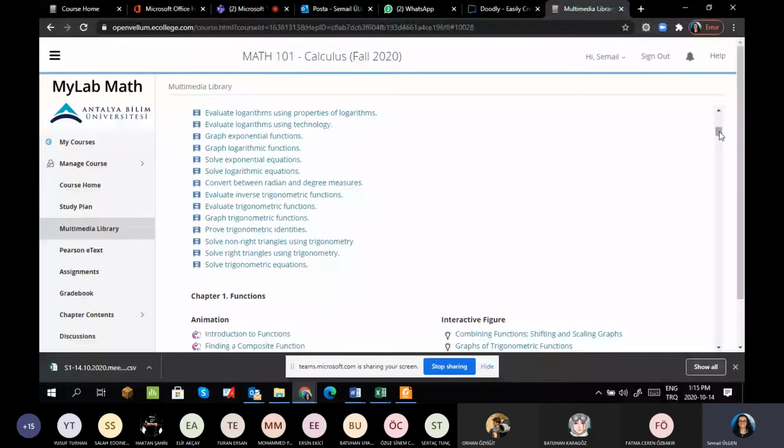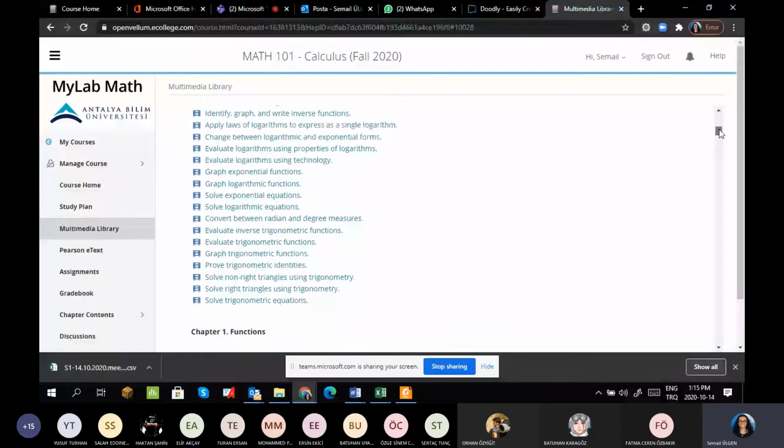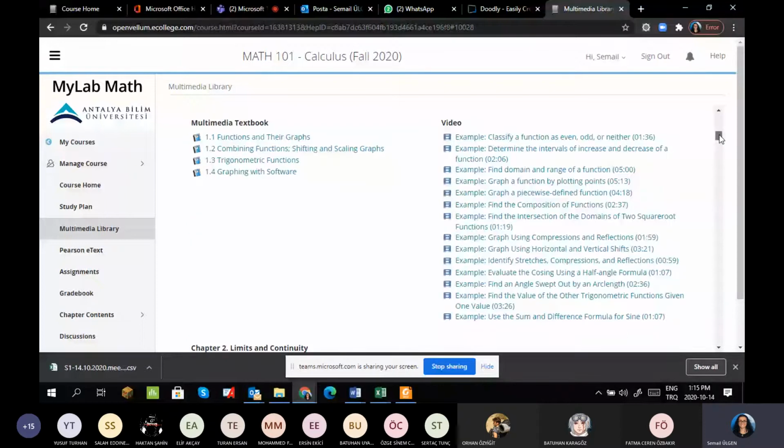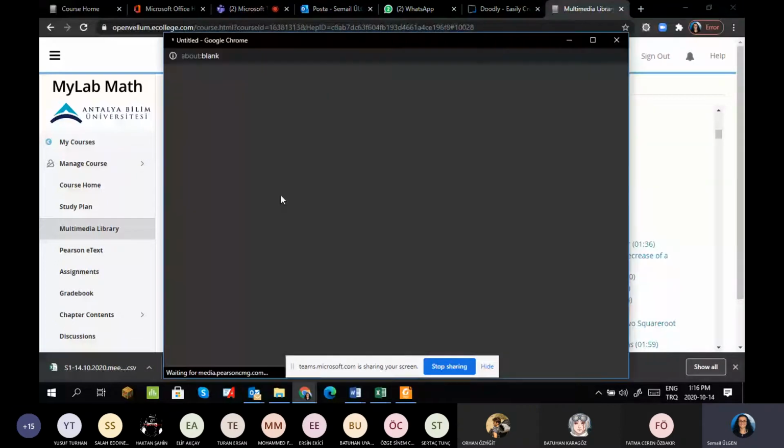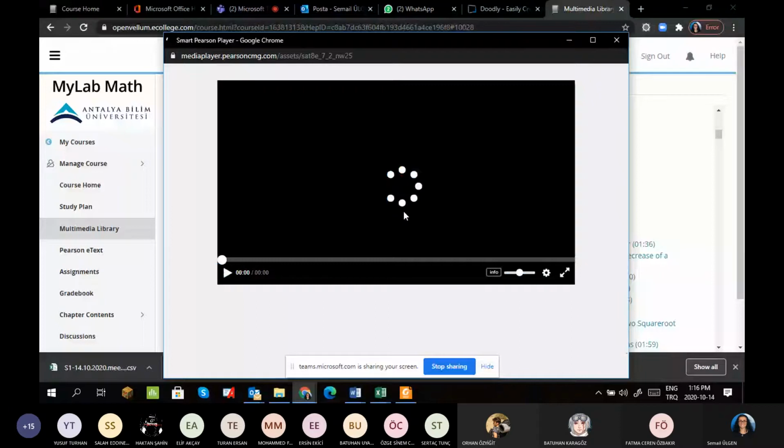And do we have any other things in here? Yes, we do. For example, if you consider chapter 1, which we covered, there are some animations. For example, finding values of trigonometric functions. Let's see how it works.